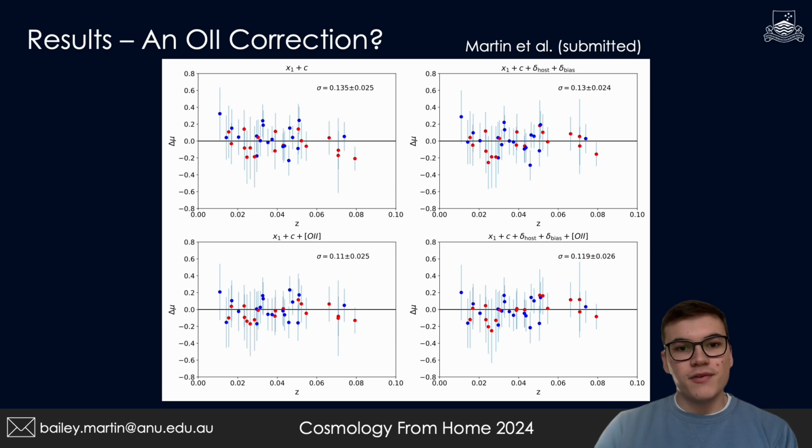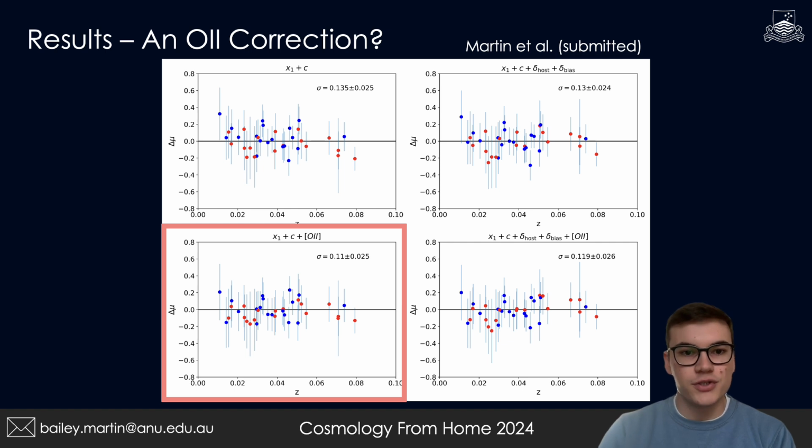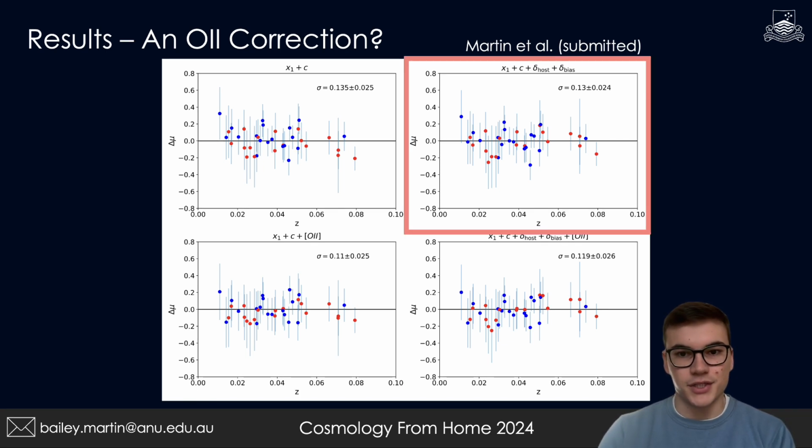In our results, we found a correlation with the O2 equivalent width that was equally as strong as the mass step. So we decided to see what impact an O2 correction would have on Hubble residuals rather than a mass correction. What we found is that after correcting for stretch and color in the usual way, an O2 correction alone reduces the scatter in the Hubble diagram to a greater extent than the mass step correction.